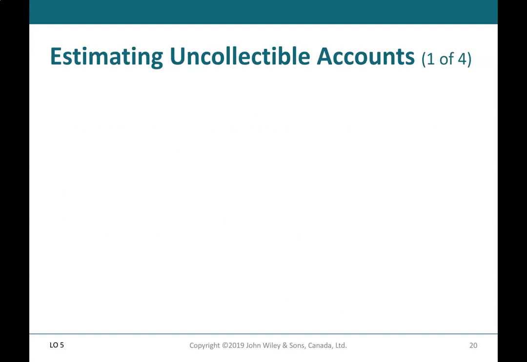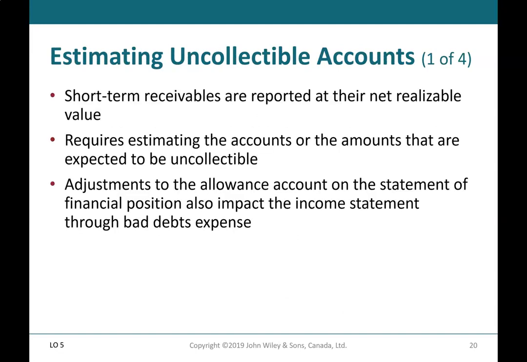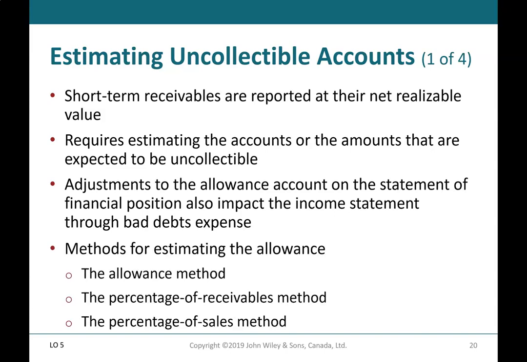Estimating uncollectible accounts, 1 of 4. Short-term receivables are reported at their net realizable value. This requires estimating the amounts that are expected to be uncollectible. Adjustments to the allowance account on the statement of financial position also impact the income statement through bad debts expense. Methods for estimating the allowance: the allowance method, the percentage of receivables method, or the percentage of sales method.